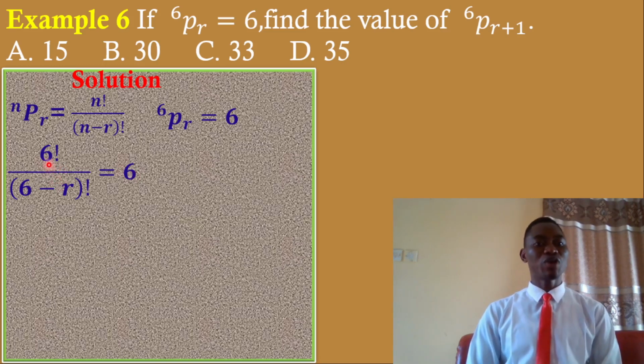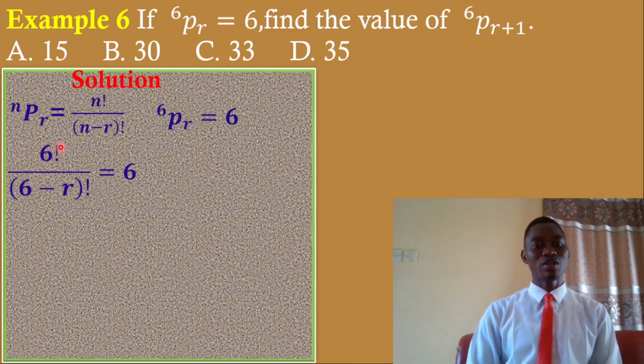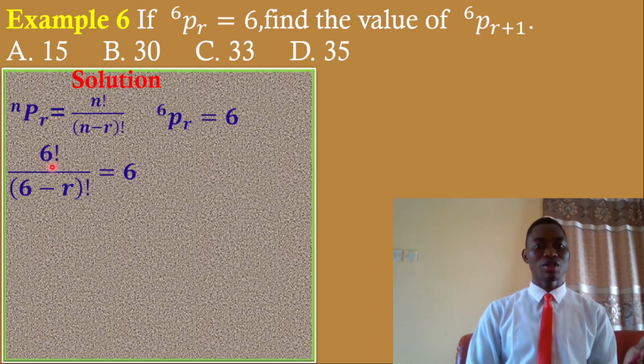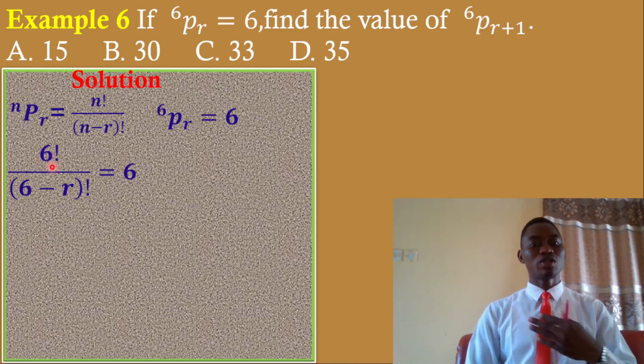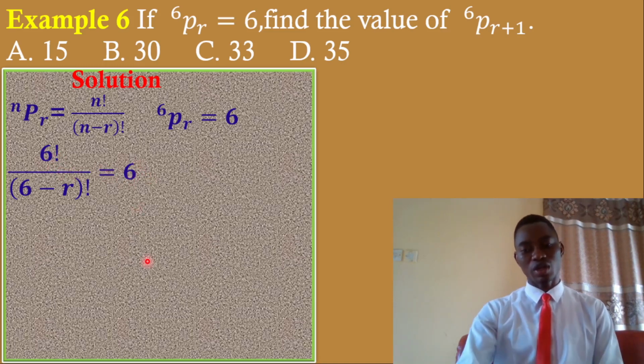How can we factor out 6? Of course, if you check the left hand side, you see that 6 is a factor. So if we can factor out 6, then we can divide both sides by 6 so that in the right hand side we can have 1. So let's see how we can do that.